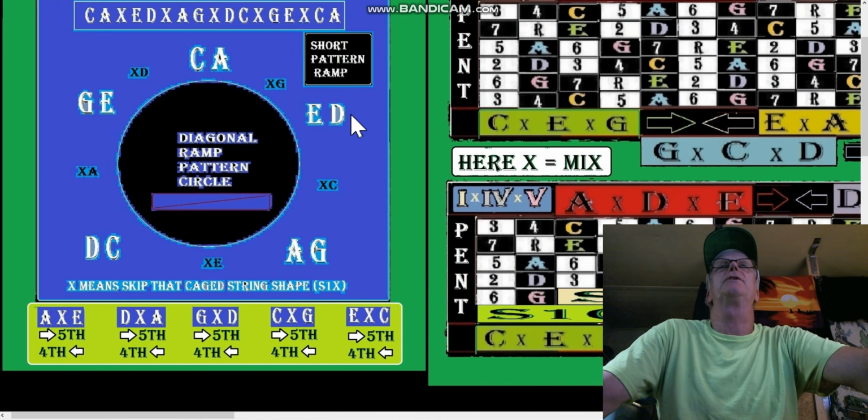I haven't practiced these, forgive me, but of course, no matter what you start with, I've covered the whole fretboard here. No matter what you start with, you go up the pattern, you're going to follow this circle here: C, A shape to E, D shape to A, G shape to D, C shape. These are the ones you skip.